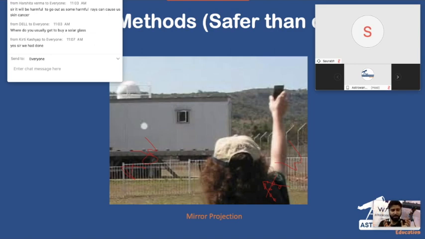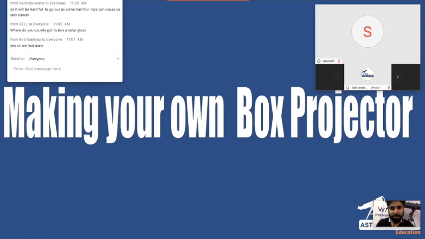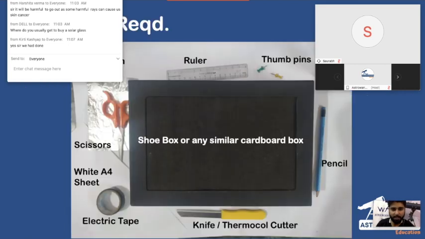It's simple, right? Find a dark place which is in the same direction as the sun. Take a mirror and project the sun's image in the dark place, and you will see the entire phase of the eclipse on that projection, right? Making your own box projector is very easy. You need the following items.